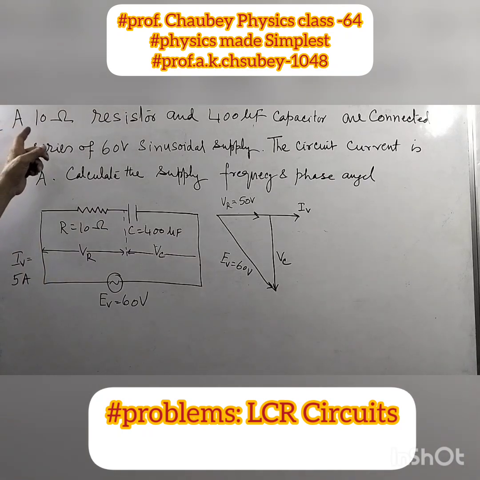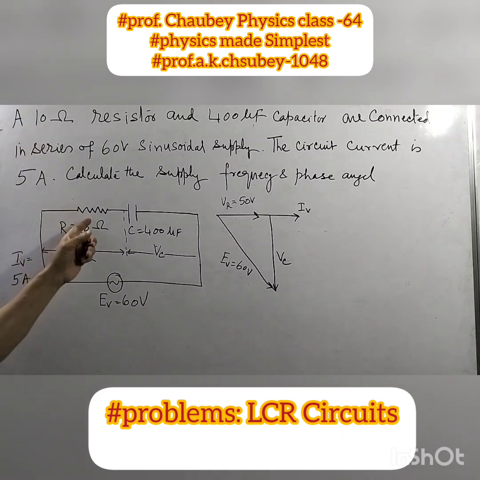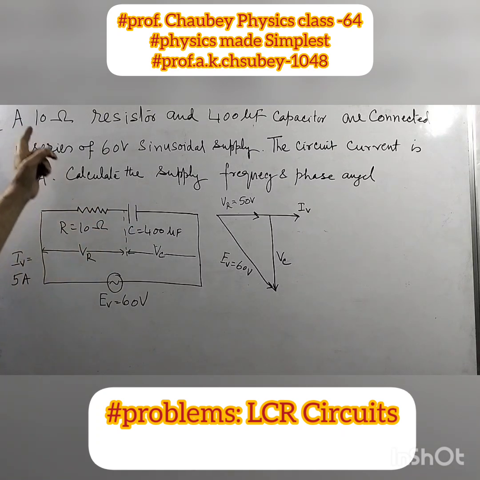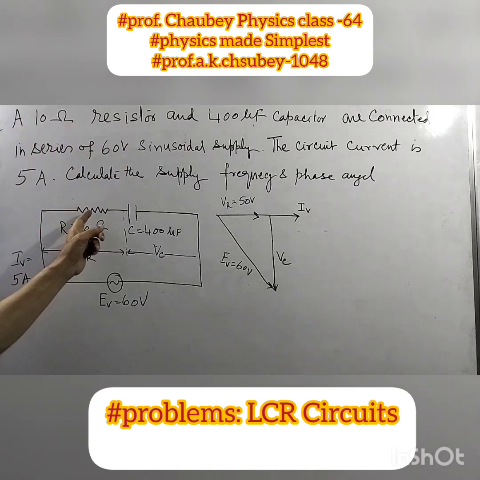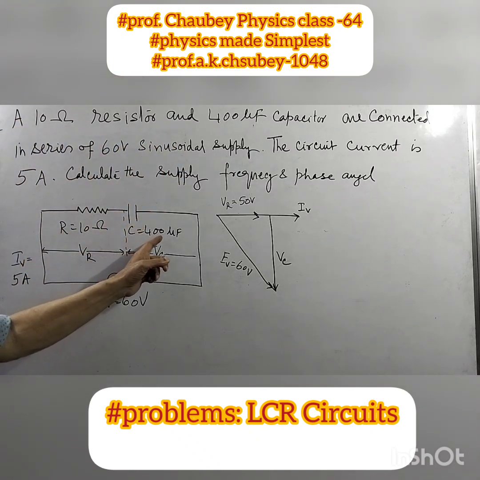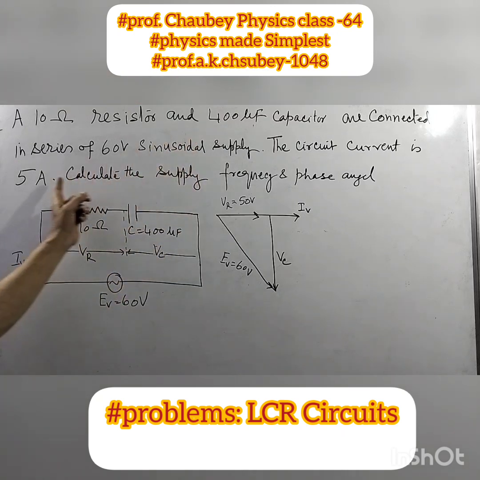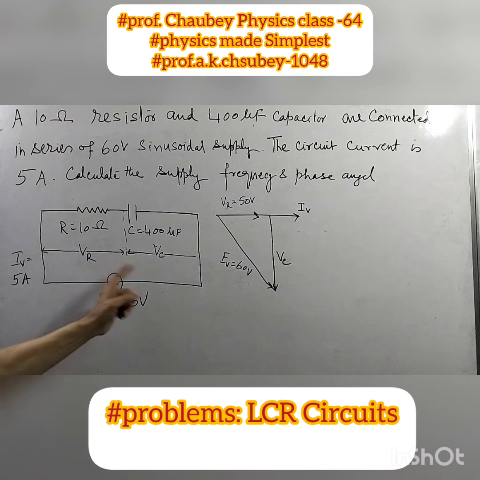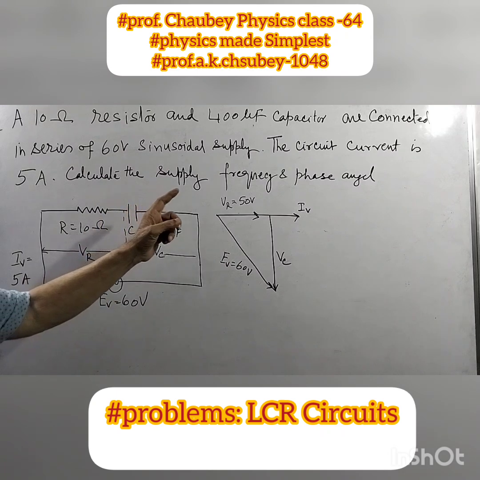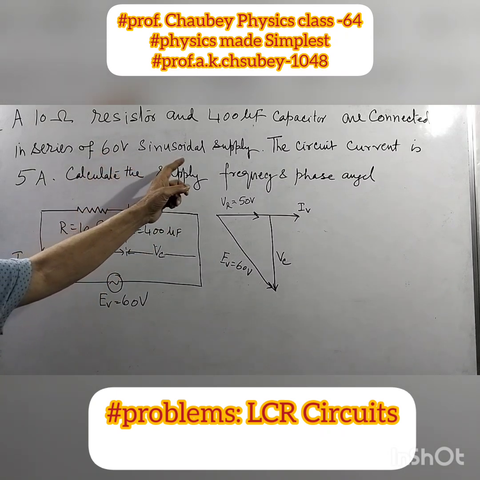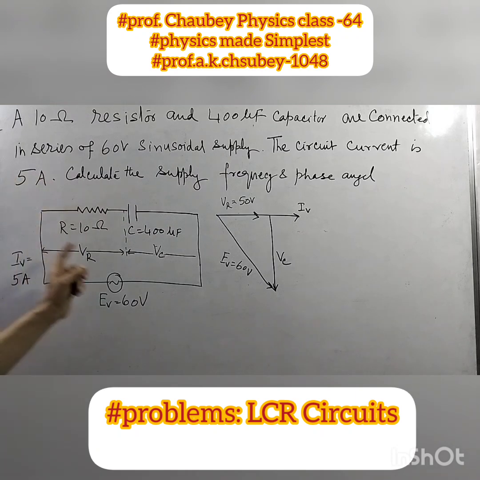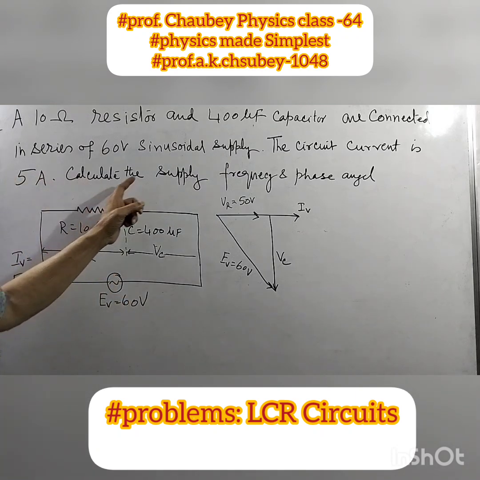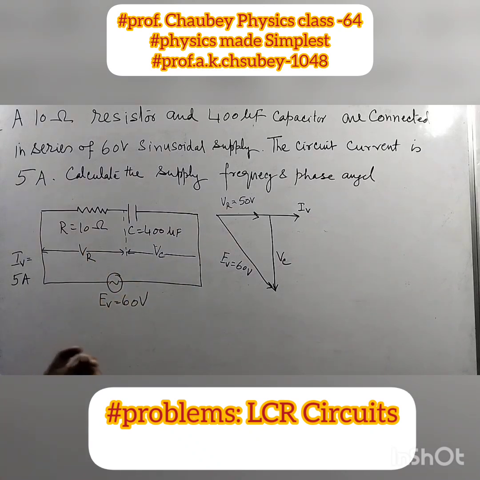This problem involves resistance and capacitance. See, a 10 ohm resistor and a 400 microfarad capacitor are connected in series to a 60 volt sinusoidal supply. It is a sine wave, 60 volt RMS value of the voltage. The circuit current is 5 ampere. Calculate the supply frequency and phase angle. So we have to find out the frequency f and the phase angle phi.